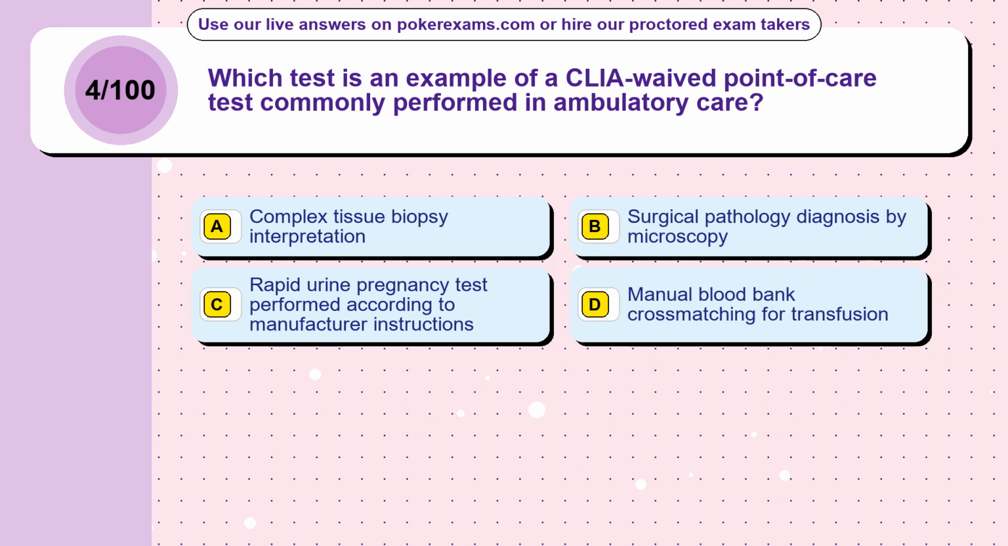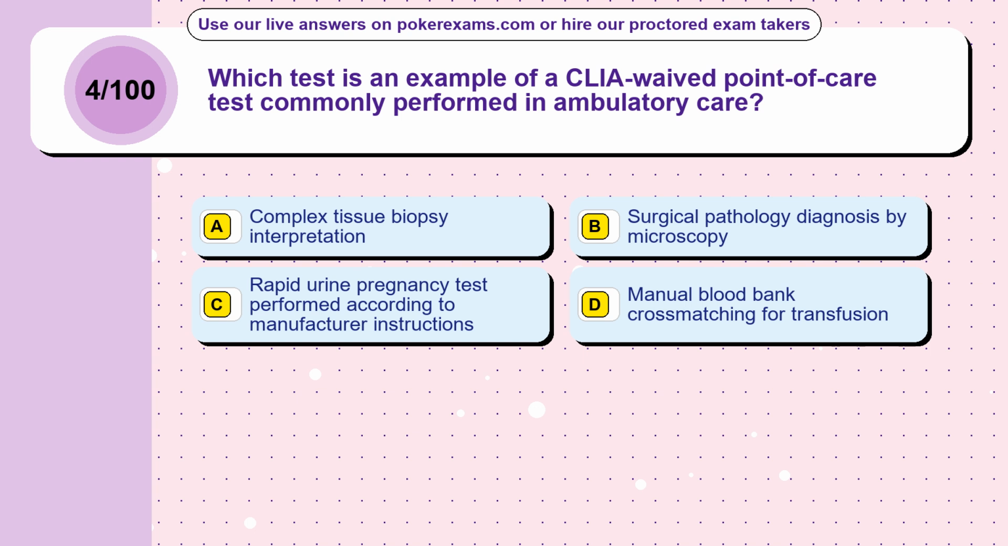Question 4. Which test is an example of a CLIA-waived point-of-care test commonly performed in ambulatory care? Option A. Complex tissue biopsy interpretation. Option B. Surgical pathology diagnosis by microscopy. Option C. Rapid urine pregnancy test performed according to manufacturer instructions.